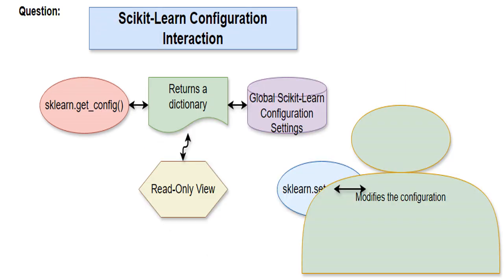This function permits changes to scikit-learn's internal settings. Unlike sklearn.get_config, this function allows you to set new values for the configuration parameters, thus altering how scikit-learn operates. Think of it as actually making adjustments to the control panel rather than just viewing its current state.